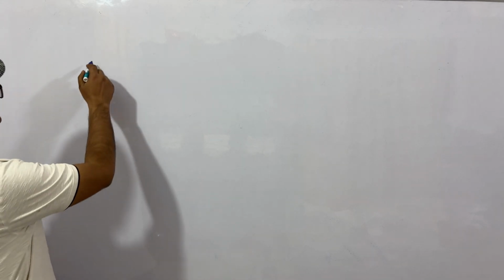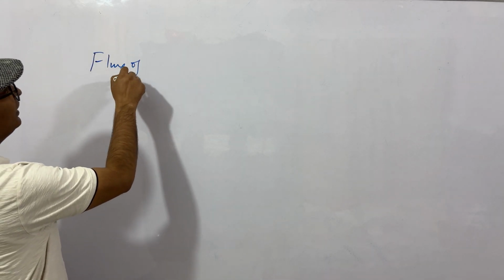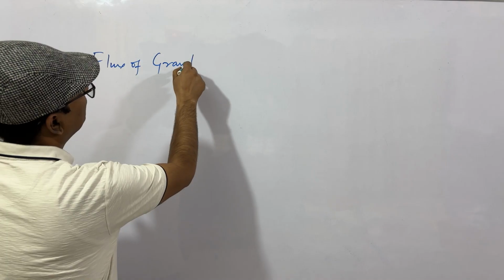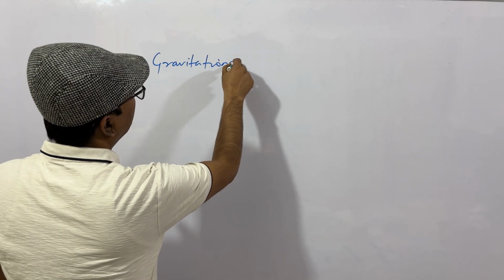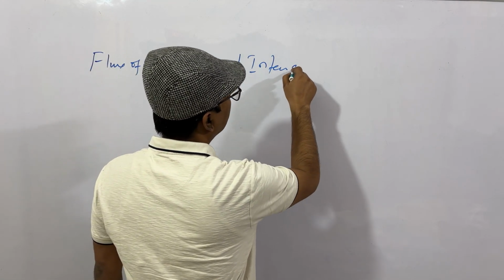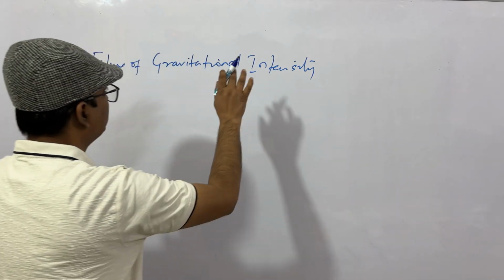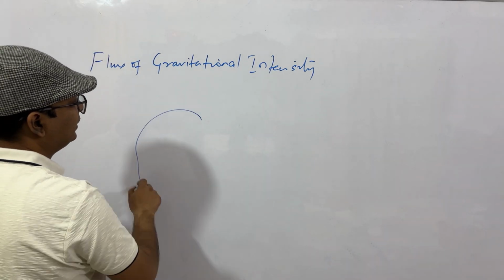We'll understand flux of gravitational intensity. And first of all, what is flux of gravitational intensity? Let's say this is a surface.